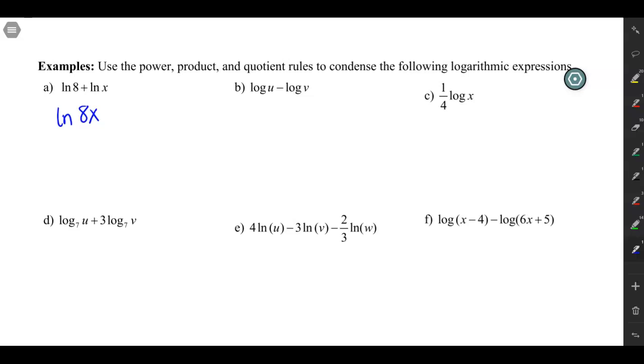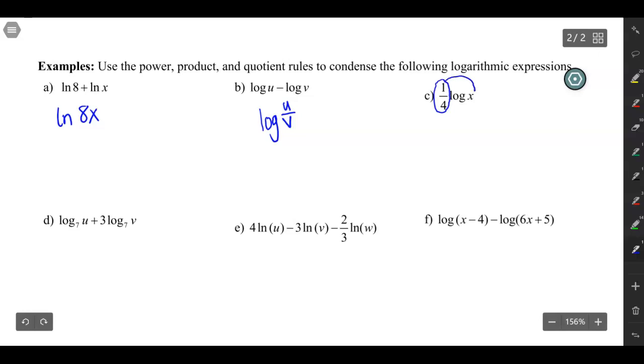Similar with the next one, I have log of u minus the log of v. So I'm subtracting 2 logs that have the same base, so I can make this the log of u over v. Okay. And then in C, I have a constant that's being multiplied in front of the log. So whenever I have a constant in front, I can just bring it up and turn it into an exponent. So it's going to be log of x to the 1/4 power.